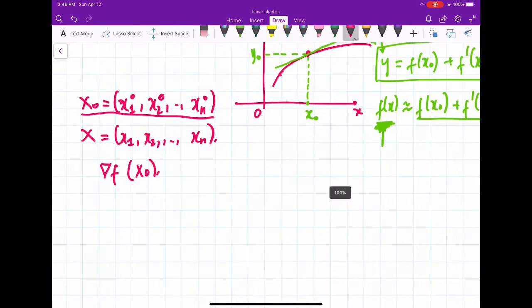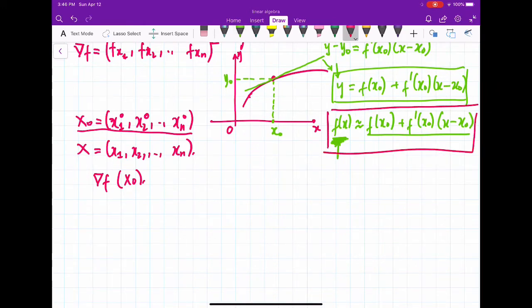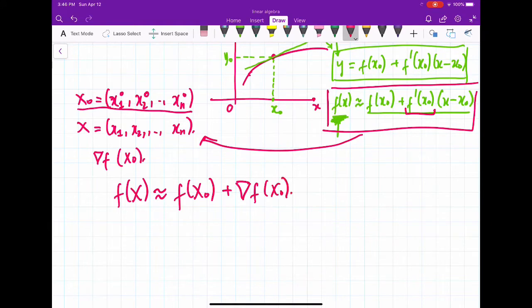Now, naively, if I want to generalize this approximation to the case of multiple variables, I will have the following one. F of X approximately equal to f of x0 plus, instead of the derivative, we use the gradient of f at x0. Instead of the product in here, I will use the dot product, because we have vectors. So I have X minus x0. Make sense?